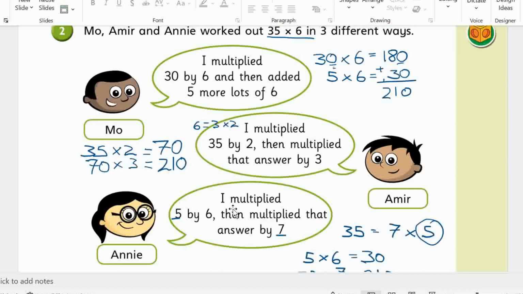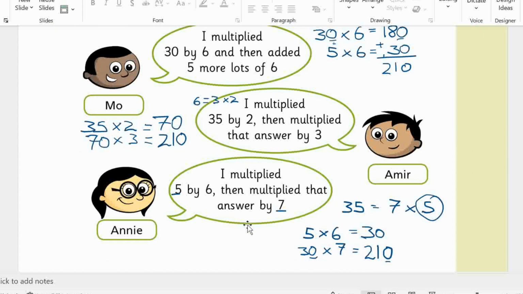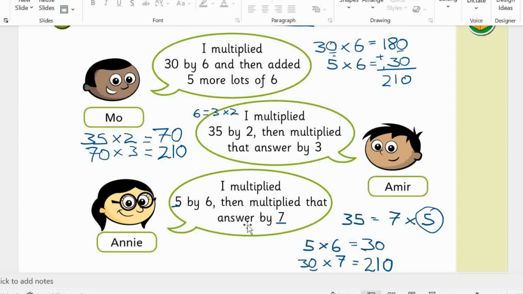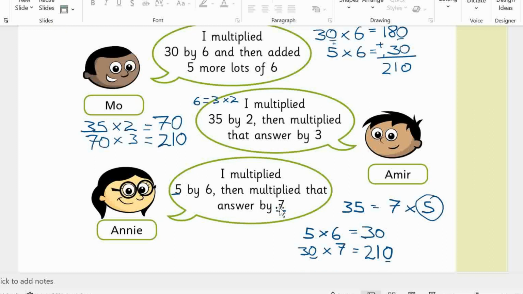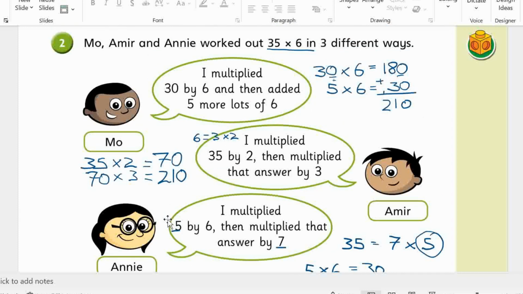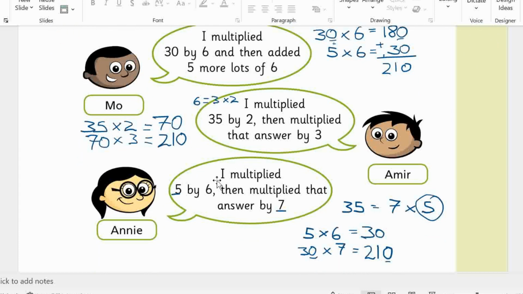Which way do you prefer? Mo's, Amir, or Annie? Annie's way, yeah. It also comes down to which times table you prefer. Of course, you need to know how to split the 35 up. So she realized that 35 is 7 times 5. You might not be able to split some numbers up like that. But in this case, it works.